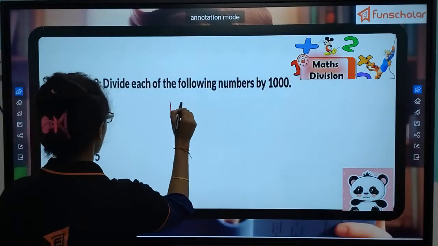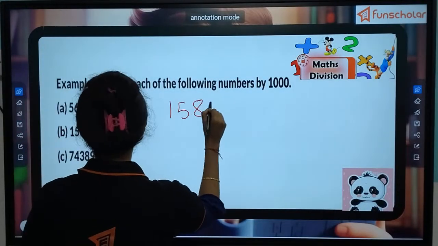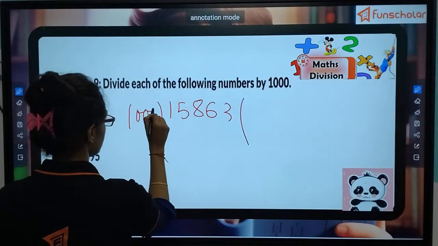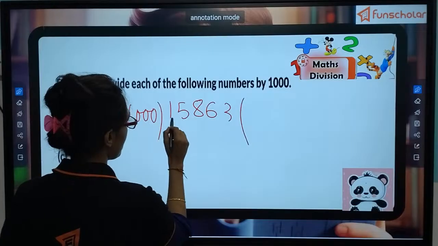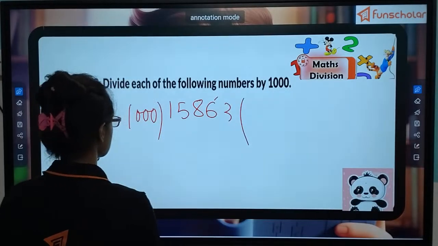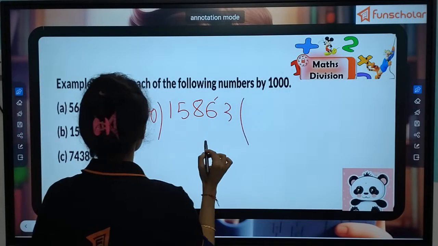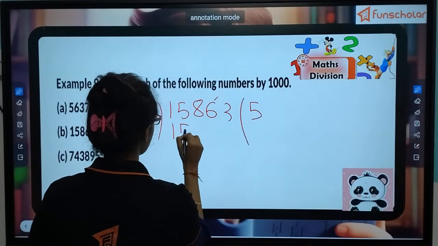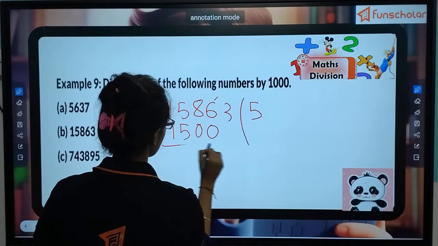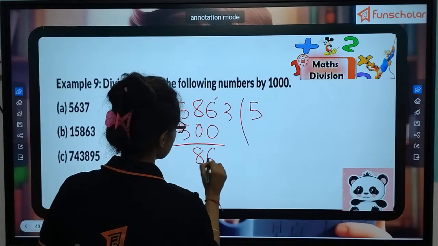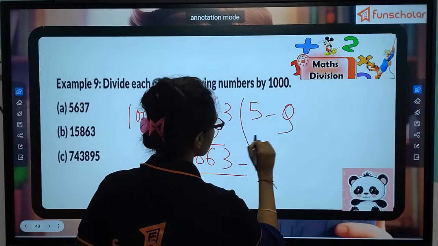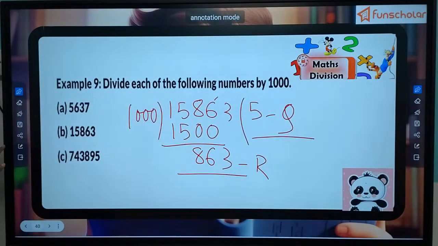Second number, 15863 divided by 1000. So there are 4 digits. We have to take the first 4 digits. Okay. So 15 1000s are 15000. 863. So 863 is the remainder. 15 is the quotient. Done. Now next.